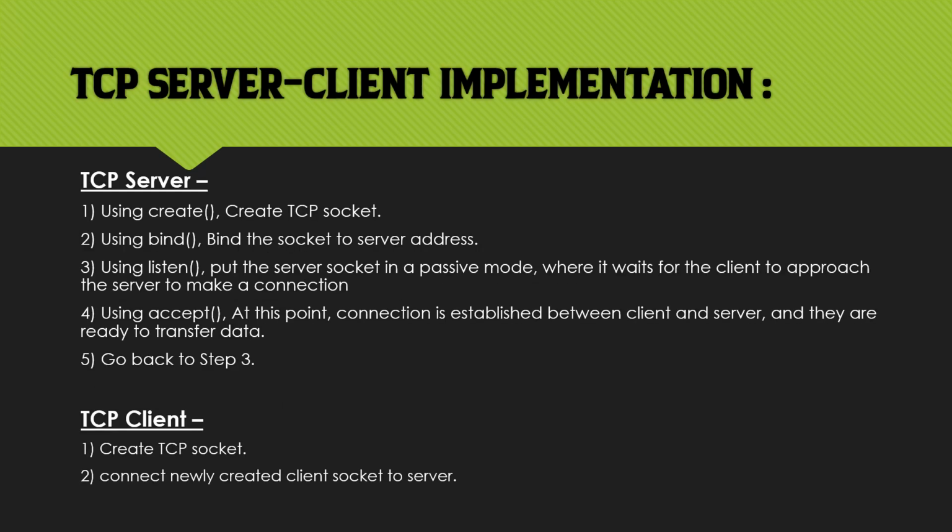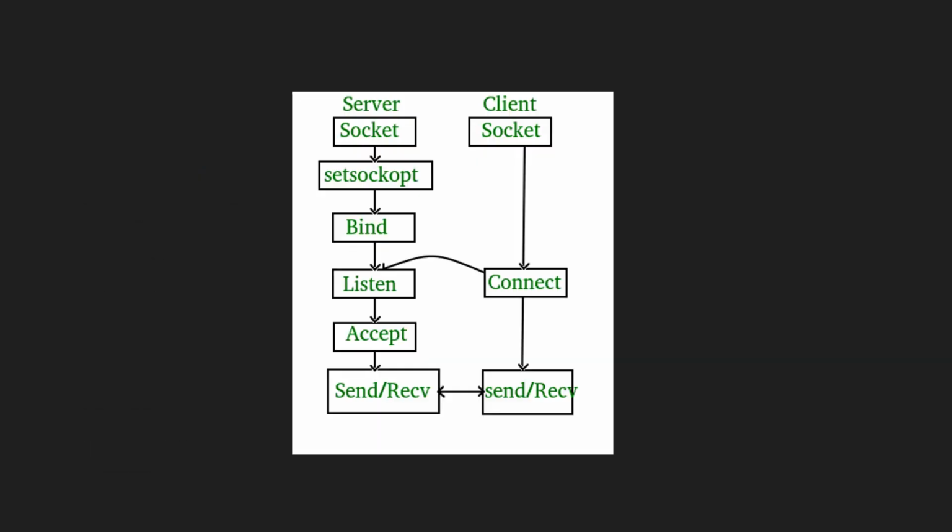Let's see the TCP server-client implementation. Here we can see the server and client. In the TCP server, firstly, create a TCP socket. Using bind, bind the socket to the server address. Using listen, put the server socket in a passive mode where it waits for the client to approach the server to make a connection. Using accept, at this point the connection is established between client and server and they are ready to transfer data between them. And in the TCP client, create a TCP socket and then connect the newly created client socket to the server.